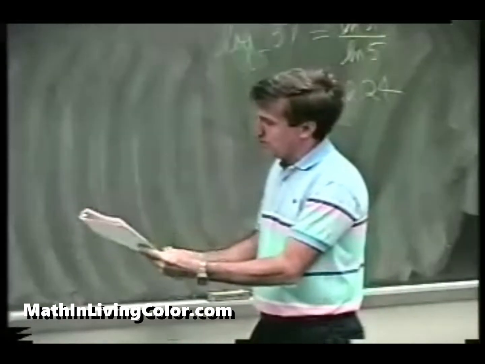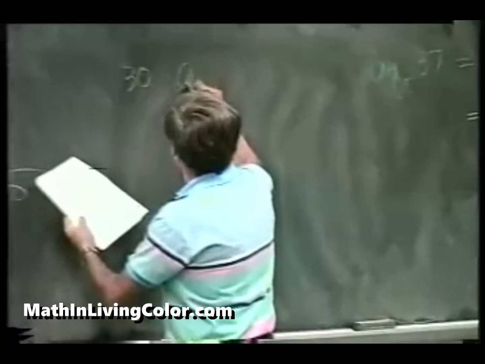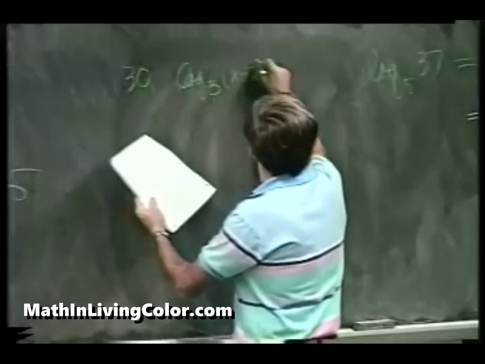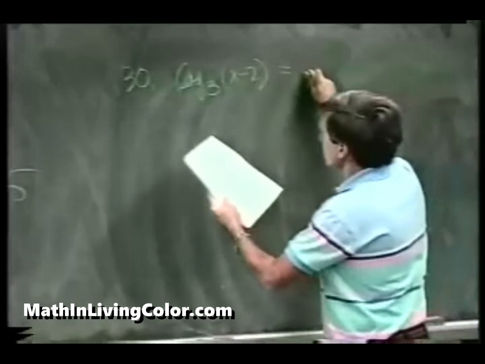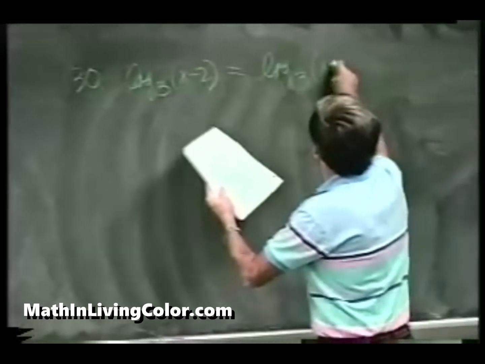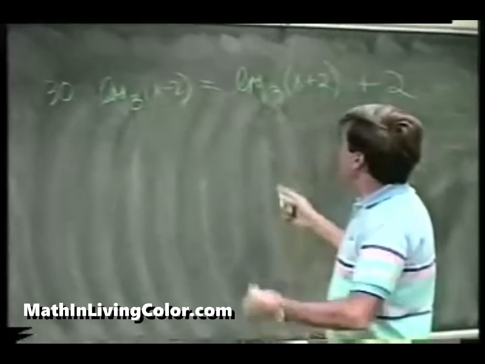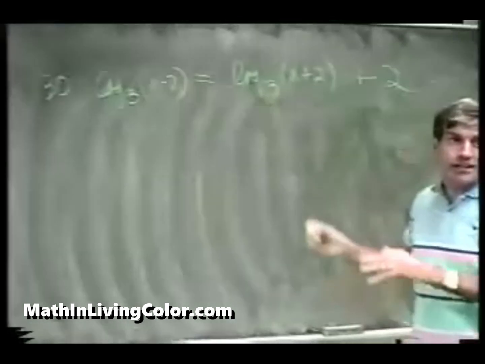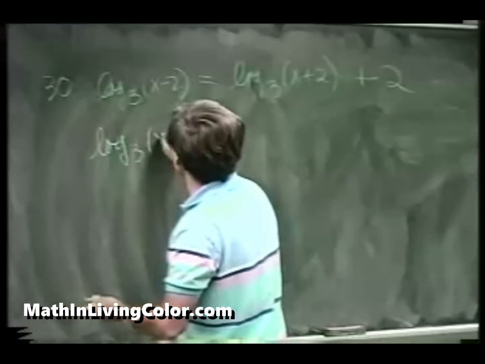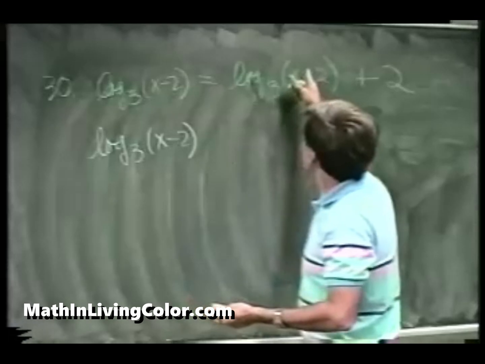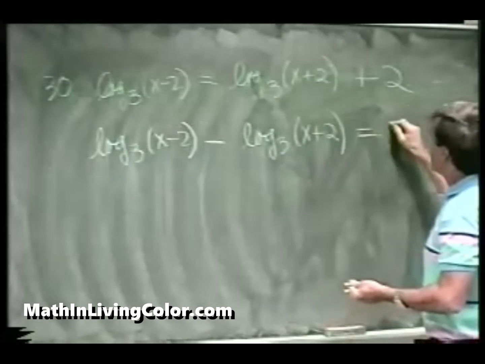I'd like to do one more problem. How about number 30? Log base 3 of x minus 2 equals log base 3 of x plus 2 plus 2. Now, I've got a problem here. I've got logs on both sides of the equation. I want to get the logs on the same side: log base 3 of x minus 2 minus the log base 3 of x plus 2 is equal to 2. Now what?